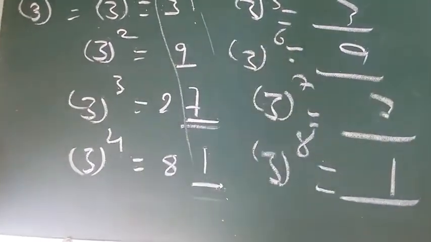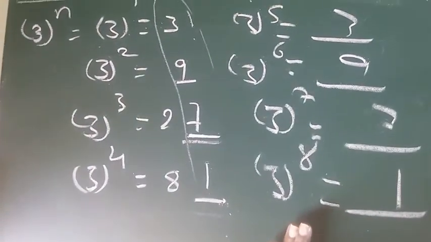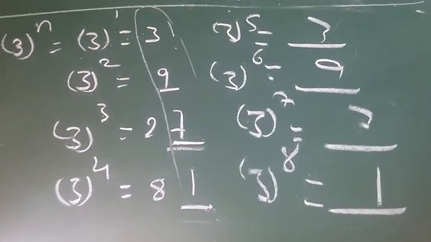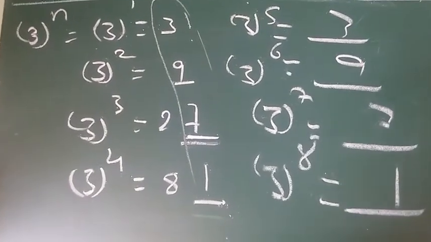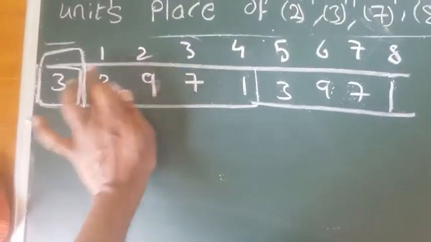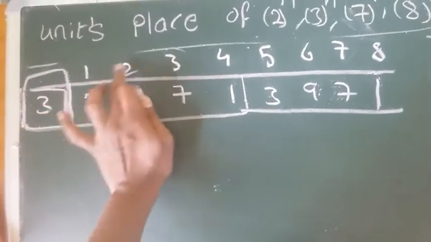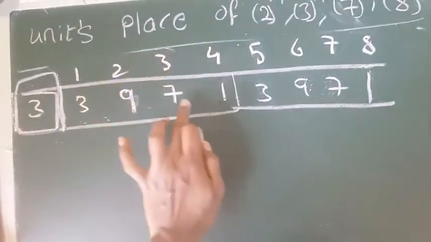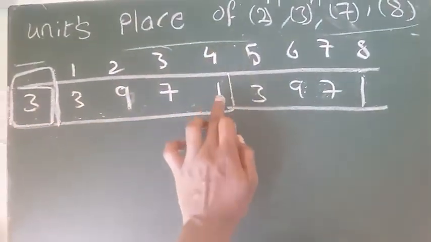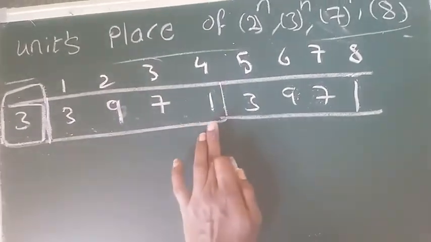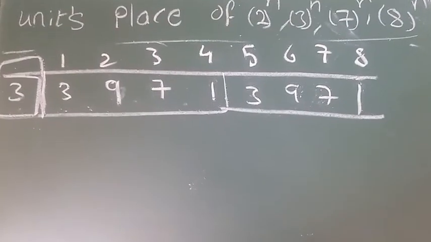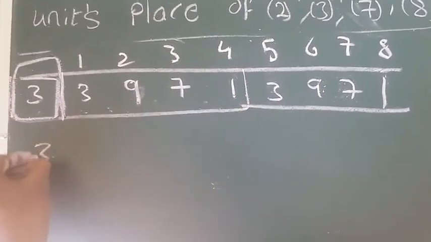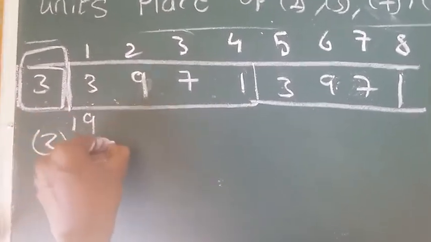When you have this type of number, how to calculate the units place we have discussed for 2 power n. So let us discuss the same topic for 3 power n. See this table: 3 power 1's units place is 3, 3 square's is 9, 3 cube's is 7, 3 power 4's is 1. The same cycle repeats every 4 numbers, as in the 2 power n concept we discussed. So let us take one example, 3 power 19.